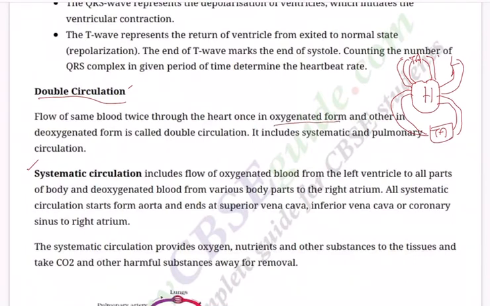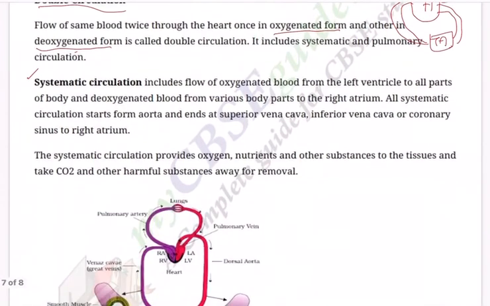That's why double circulation. Flow of same blood twice through the heart, once in oxygenated form, that is the oxyhemoglobin containing blood that comes from lungs, and other deoxygenated. From tissues, carbon dioxide is formed. So the hemoglobin combines with carbon dioxide, carboxyhemoglobin is formed. So that blood is deoxygenated blood. It's called double circulation. It includes systemic and pulmonary circulation.